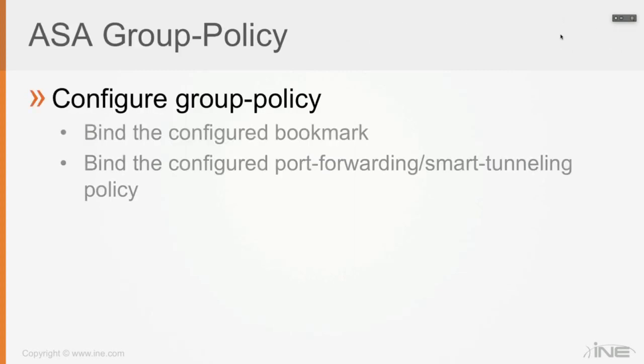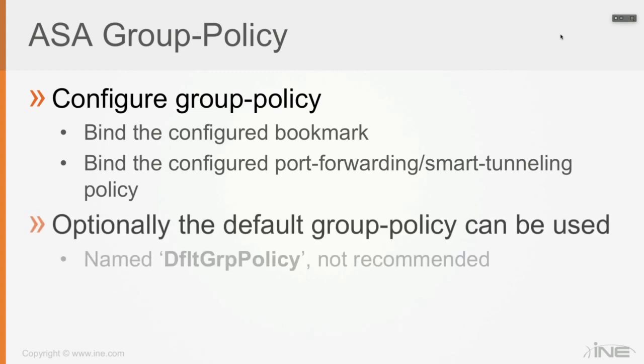Then we configure the group policy, and we bind the authorization attributes like the port forwarding configuration, the smart tunneling configuration, or the bookmark configuration. Option, just like in the case of client-based, we can use the default group policy, not recommended. We talked more about this in the CCNP class.